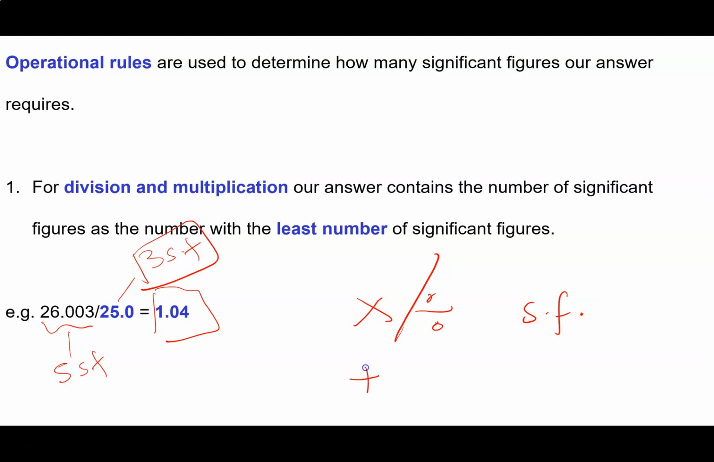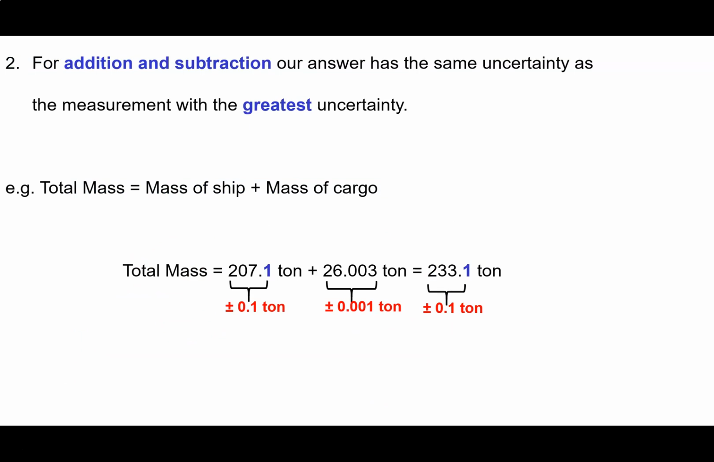Now, what about adding and subtracting? How are we going to decide how many digits we should have in our answer in that case? When we're adding and subtracting, our answer always has the same uncertainty, that means the same plus or minus, as the measurement with the greatest uncertainty. So when we're adding or subtracting, it's not about the sig figs, it's all about the uncertainty.